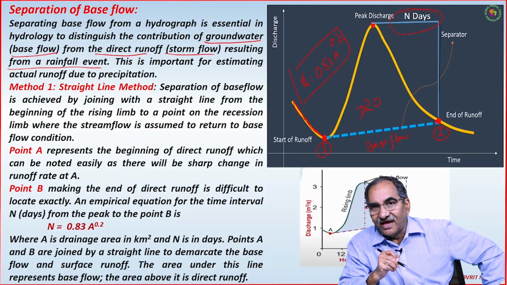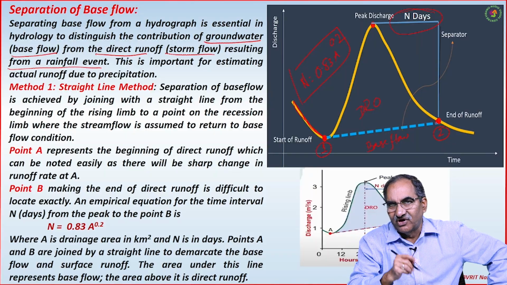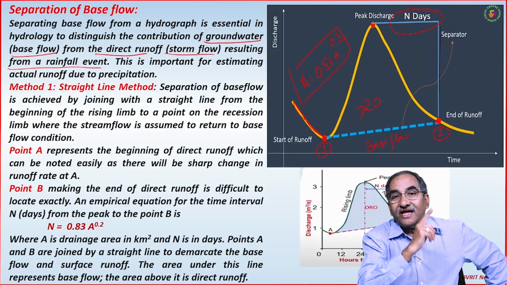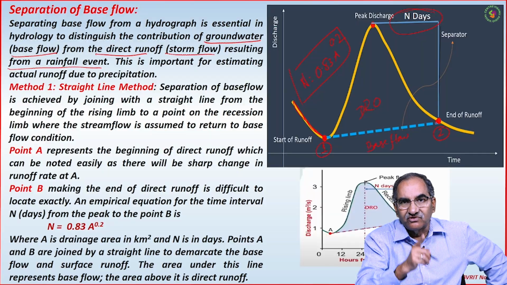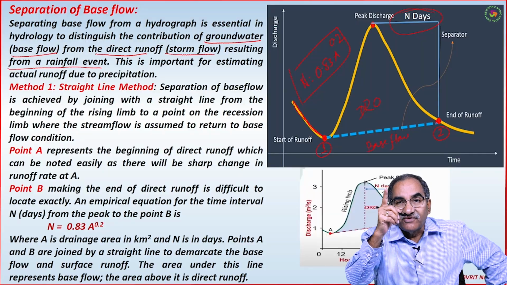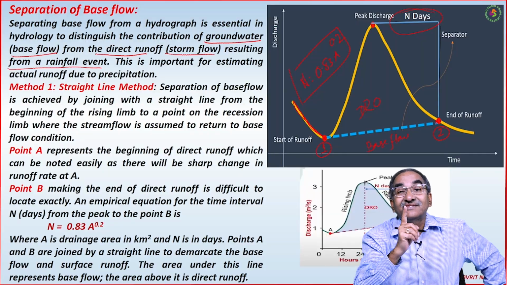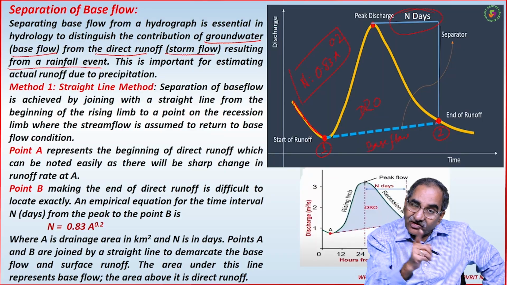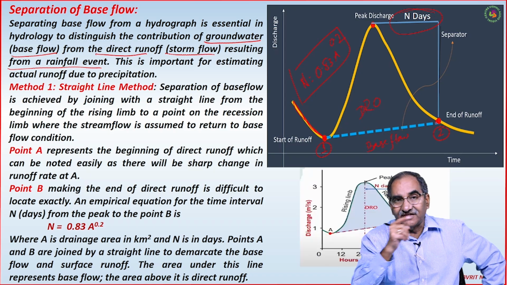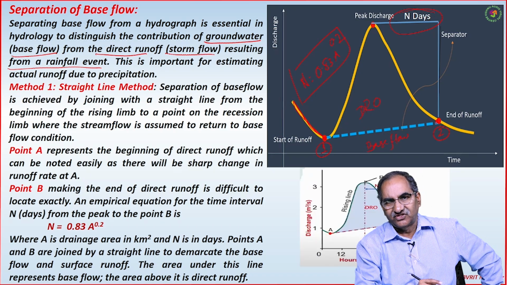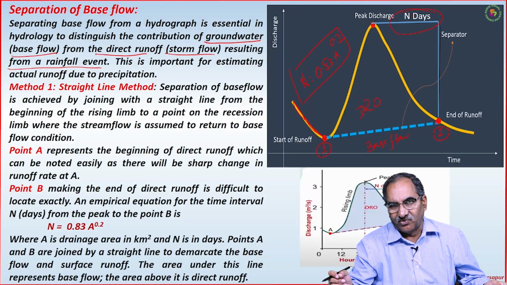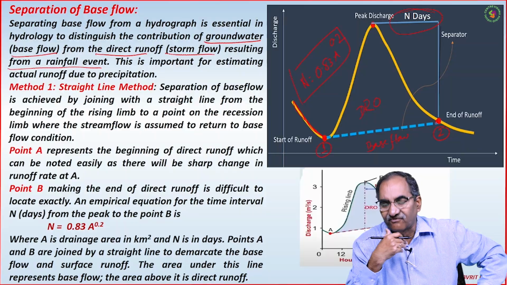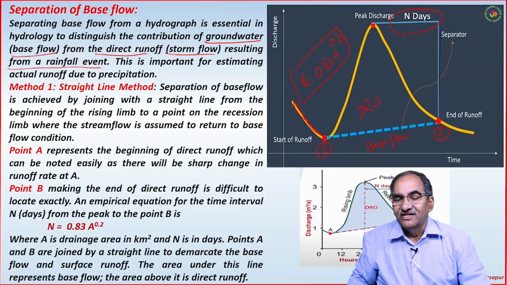And what is point B? It is on the recession limb, N days after the peak. What is N? N is equal to 0.83 into A to the power of 0.2, where A is the area of the catchment. Knowing the area of the catchment, calculate N, and identify the second point on the recession limb. Now join the first and second points. Above that line, whatever is there is direct runoff, and below that line, whatever is there is base flow.